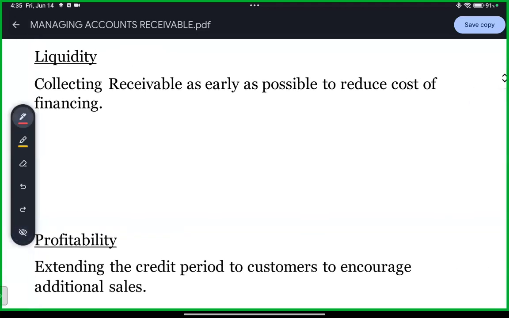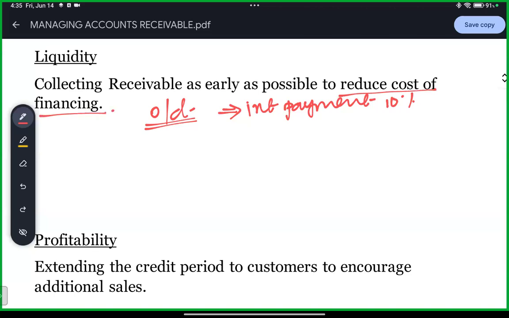Imagine a situation where your customer told you that they will pay within 30 days and they did not make the payment in 30 days. They will only pay after another month. So if you have a cash requirement, you will have to take a bank OD. And you know that a bank OD will result in interest payment for you, maybe 10% interest. So collecting the money as early as possible will reduce the cost of financing.